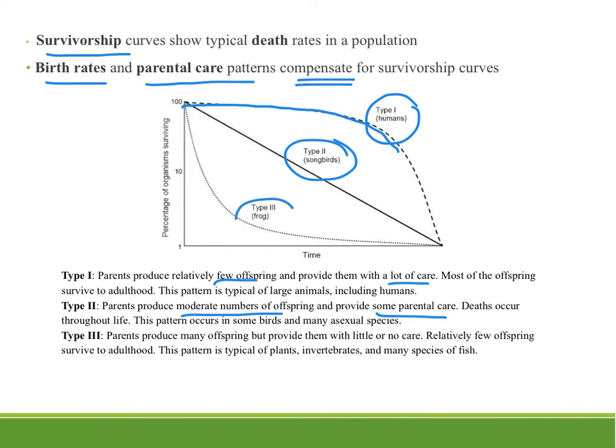And then our last type, our type 3, and we've got a frog example here, is that we have many, many offspring, lots and lots and lots of eggs, but really little or no care. They kind of lay them and leave them. And so you see this in many of your invertebrates, the amphibians, and many of your species of fish, where there's very little parental care, but we have so many eggs that just, by sheer numbers, a fair number do finally make it to adulthood. But you see this very rapid death rate in the young. Many of them don't make it.